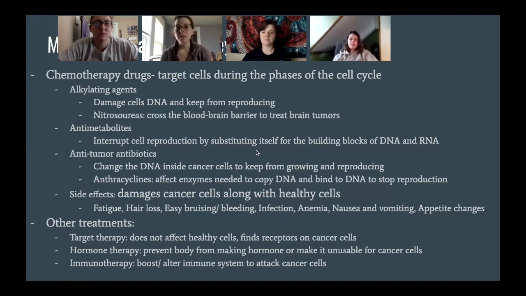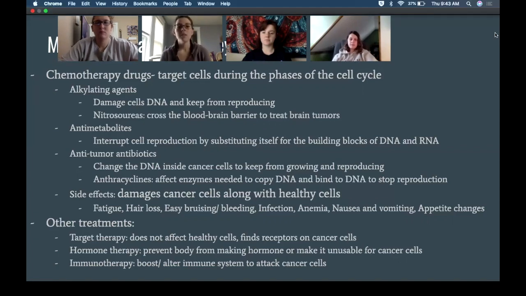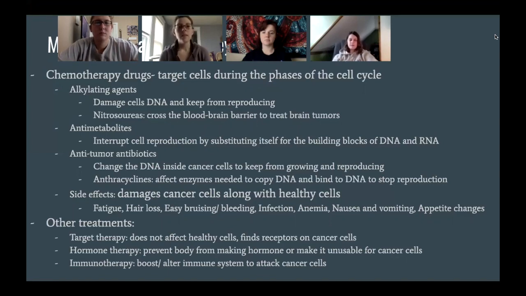Alkylating agents damage the cell's DNA to keep them from reproducing. Nitrosoureas are a special form of this alkylating agent that can cross the blood-brain barrier and treat tumors in the brain. Antimetabolites interrupt the cell production by substituting themselves for the building blocks of DNA and RNA. Anti-tumor antibiotics change the DNA inside the cancer cells to keep them from growing and reproducing. Anthracyclines are a form of this, and these affect the enzymes that are needed to copy DNA and bind to the DNA to stop the reproduction of the cells.